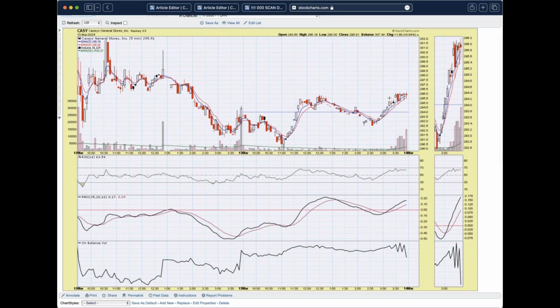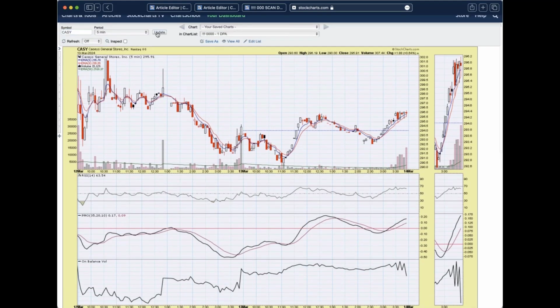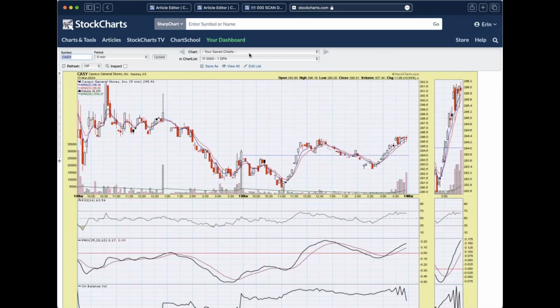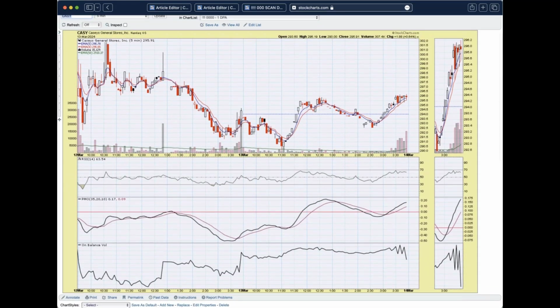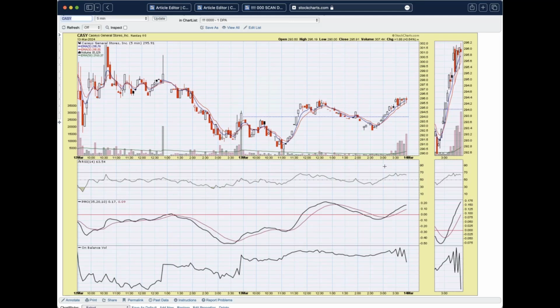Yep, so this is still, let me make sure this is the most recent. All right. So you can see the PMO starting to maybe decelerate just a little. The RSI is flattened because price is flattening out. This tells me we're in a consolidation period.